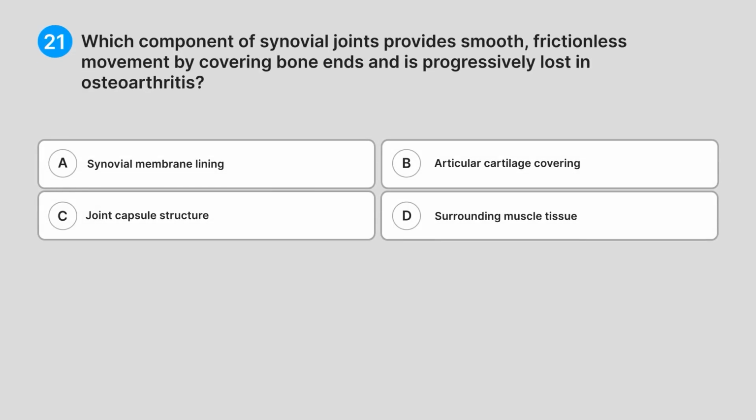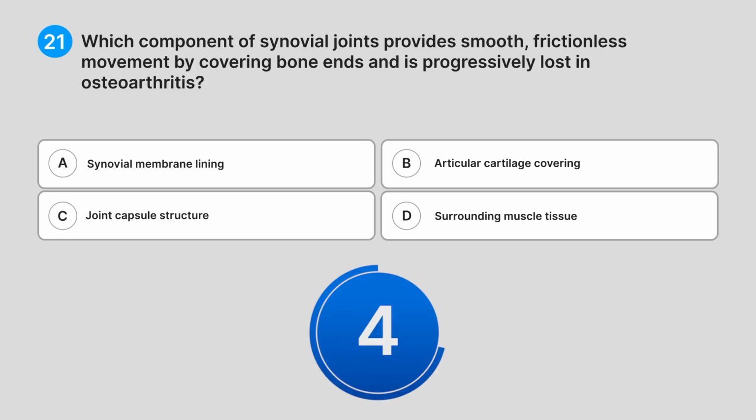21. Which component of synovial joints provides smooth, frictionless movement by covering bone ends and is progressively lost in osteoarthritis? A. Synovial membrane lining. B. Articular cartilage covering. C. Joint capsule structure. D. Surrounding muscle tissue. Can you guess the answer?